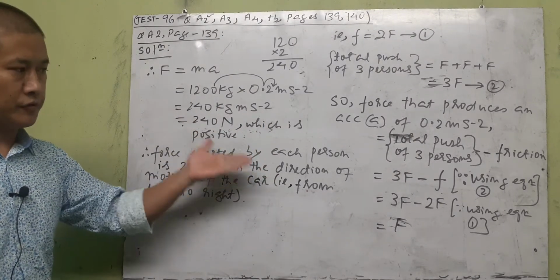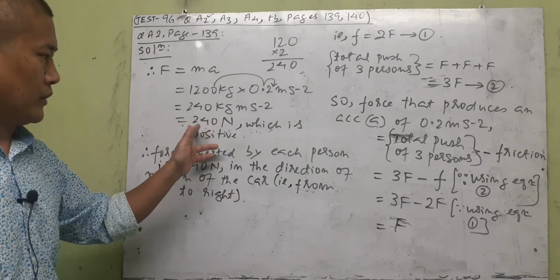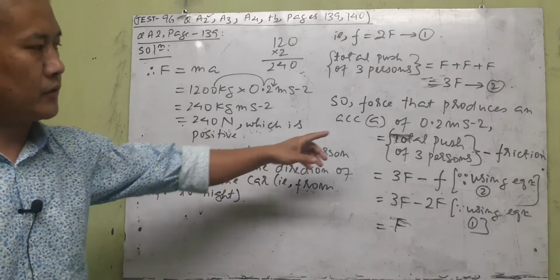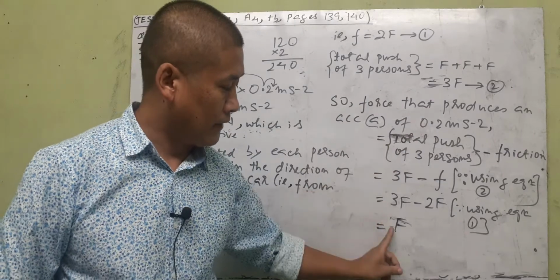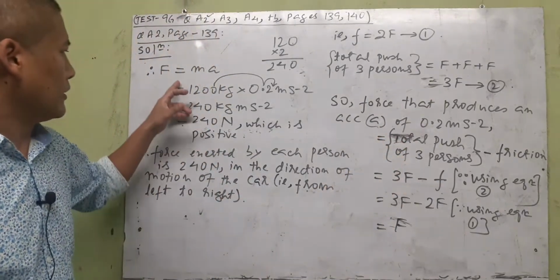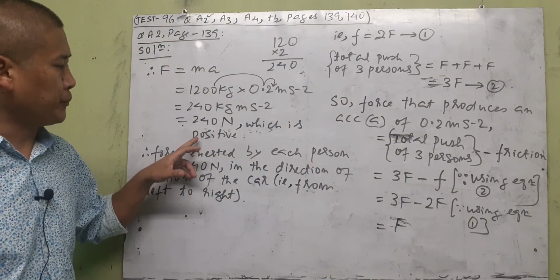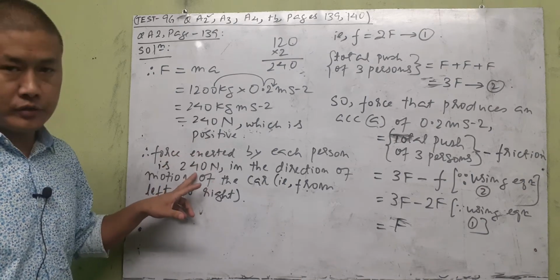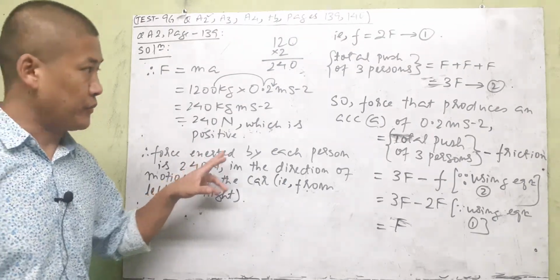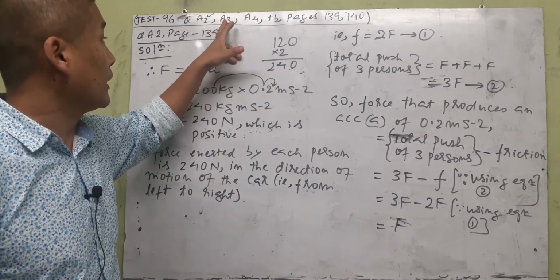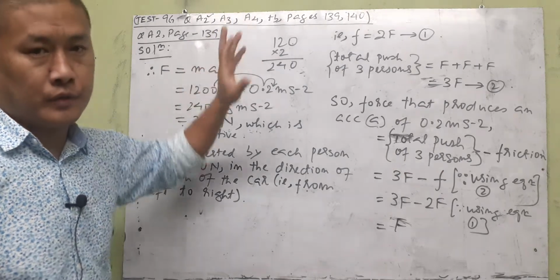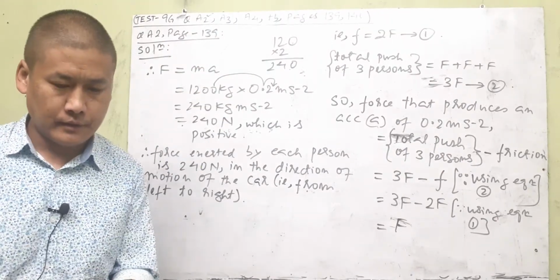So 240 into 3, 240 plus 240 plus 240 is causing this acceleration. That means 1F is causing it, right? But this is the question they are asking: the force exerted by each person, which is 240 Newton. Okay, I hope you got it. Now we'll continue with the next question in the next class. Okay, I hope you got it.